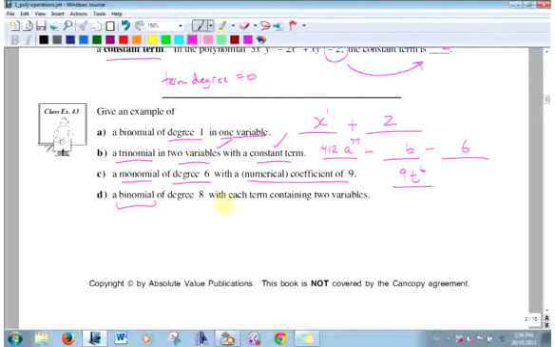Binomial, degree 8, with each term containing two variables. All right, fine. X, Y, Z, T. That's a binomial. Each term contains two variables. Doesn't say if it has to be the same two variables or different, so it doesn't matter. Degree of 8.